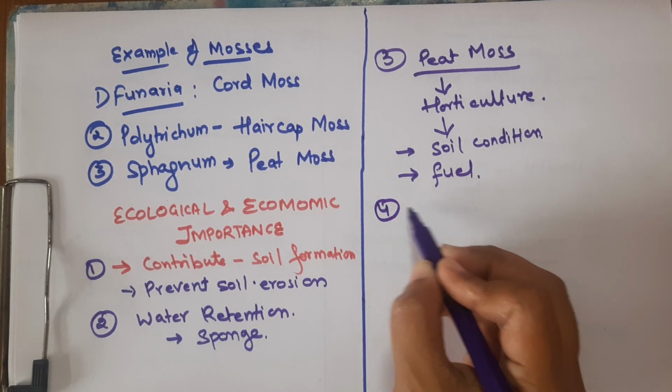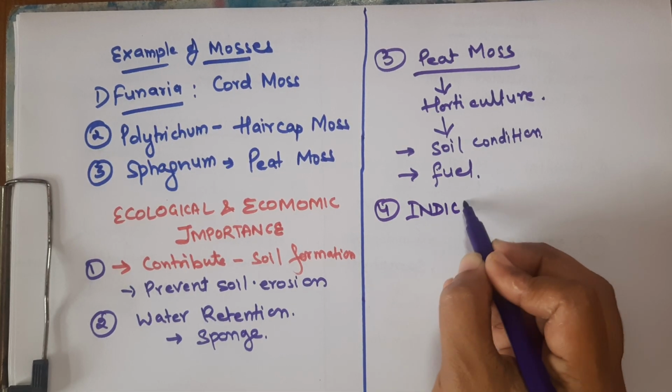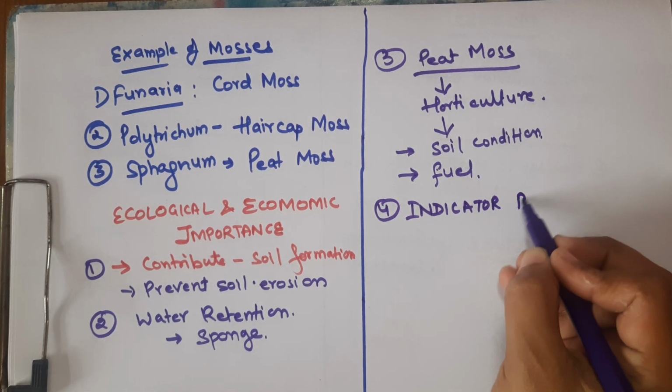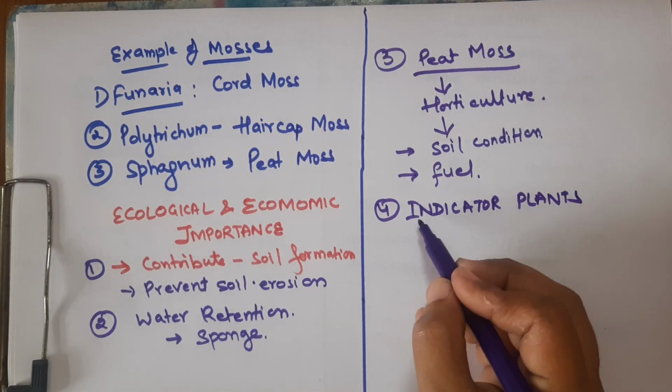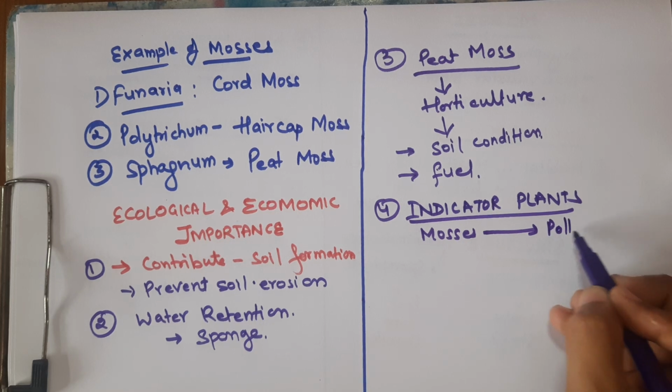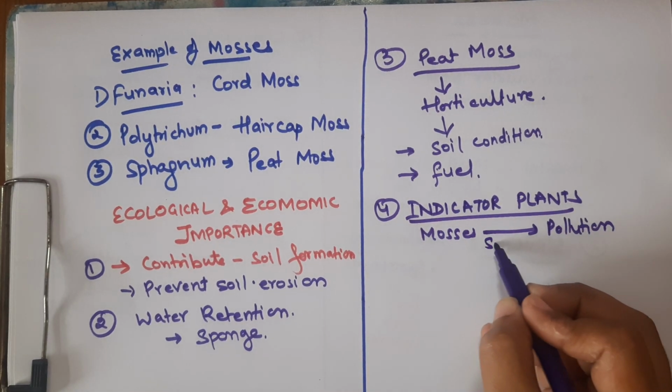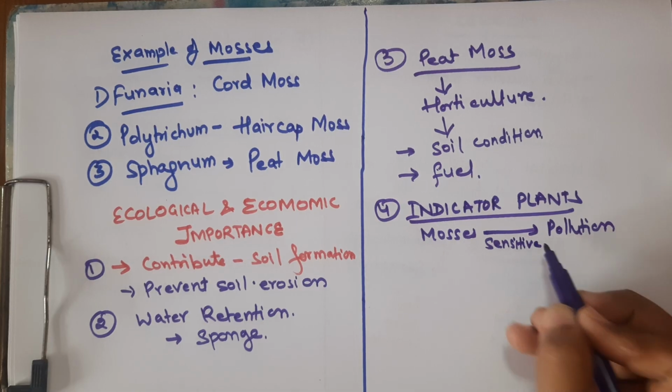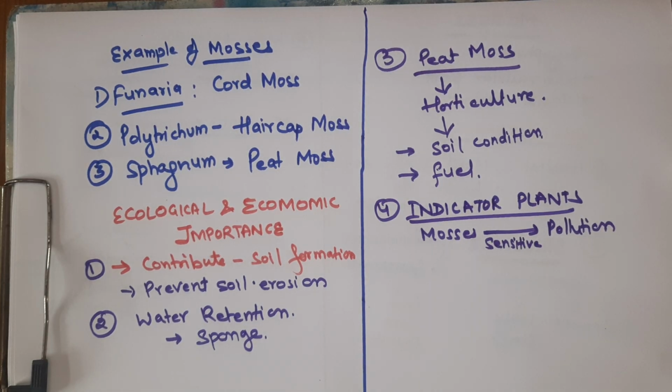The last point about the mosses is that they also act as indicator plants. Since mosses are very sensitive to pollution, this sensitivity is exploited, and it makes them ideal for use as bioindicators of air quality. Wherever there is bad air quality due to pollution, the mosses will not thrive there. So this indicates the pollution level.